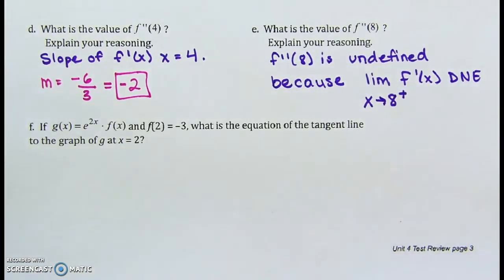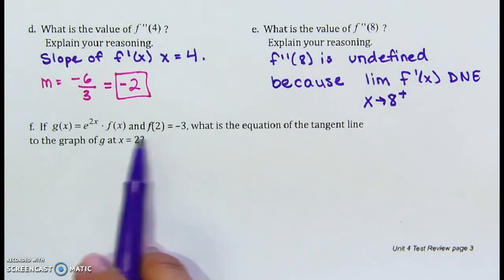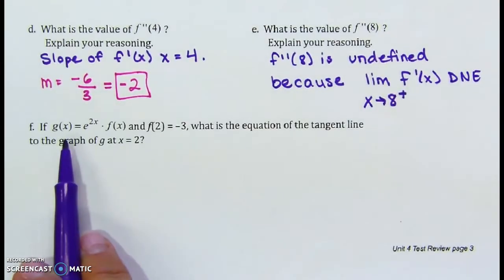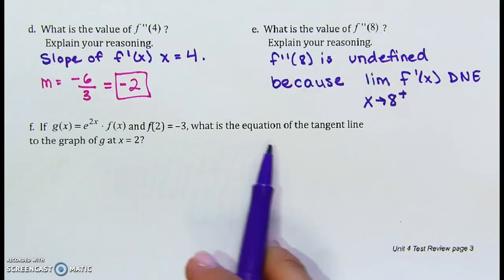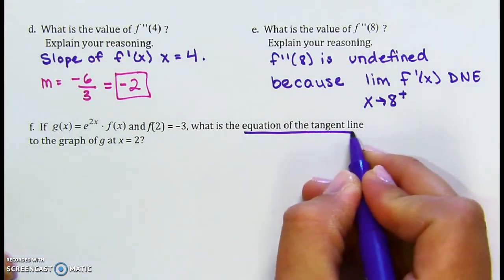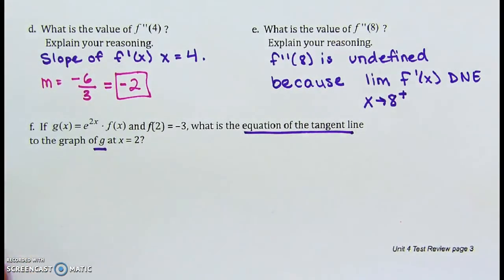Okay, last one. I love problems like this. When there's a function inside another function, it's a lot of fun. What is the equation of the tangent line to the graph of g? So what do we need for the equation of the tangent line? We need a point and a slope. What do you want to find first?